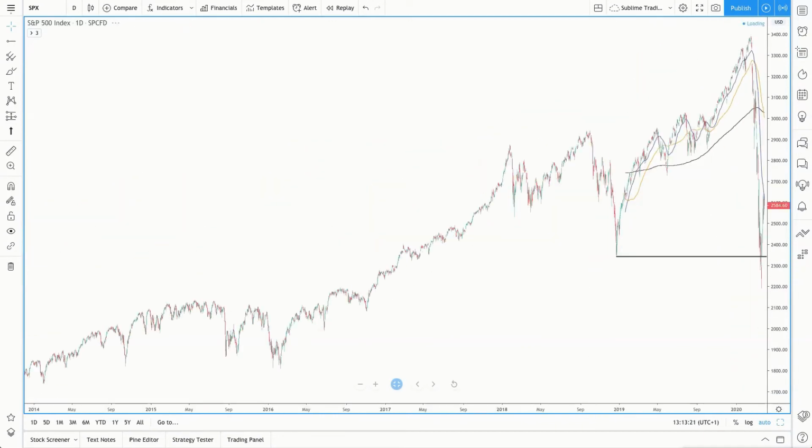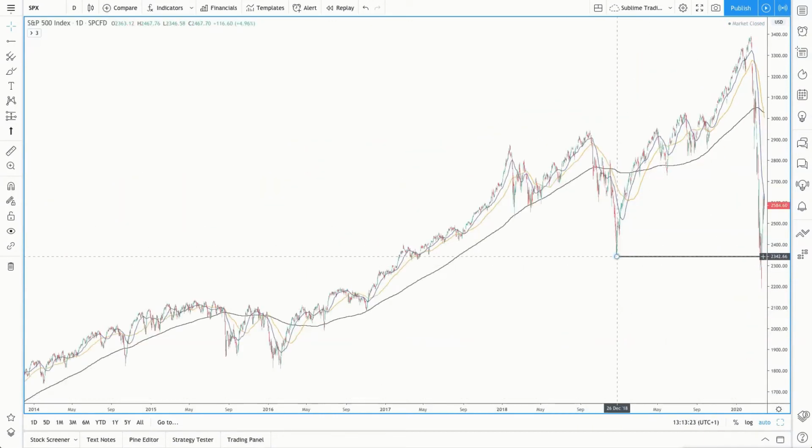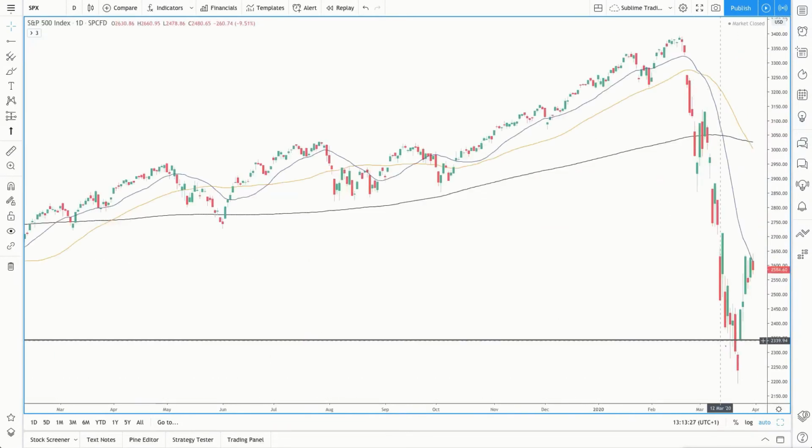Again, if I just compress the chart, we can see that it's a low of December 2018 that price found an area of support around. In fact, price just broke below it and then the bulls came in, quickly pushed price back up. You can see price is now back above this, but faced with resistance at the 20 simple moving average.